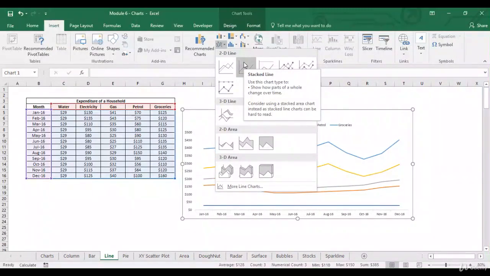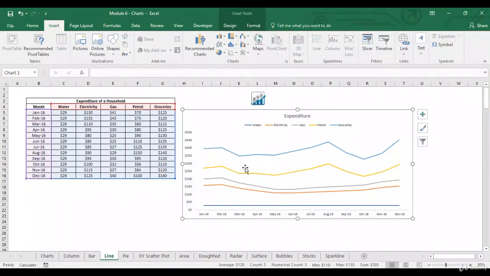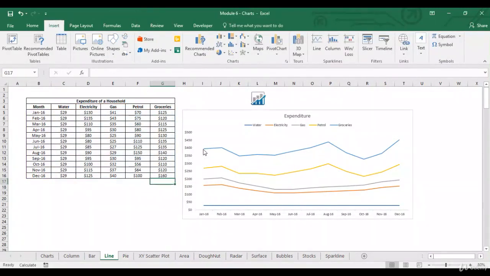So this is a stacked line chart. As mentioned over here, use this chart type to show how parts of a whole change over time, or consider using a stacked area chart instead, as stacked line charts can be hard to read. So again, what this is basically showing me is the sum of all of these 5 expenditures over a month and the contribution for each of these. If I just look at January, this line is around $400. If I sum the January bill, it comes to around $395.